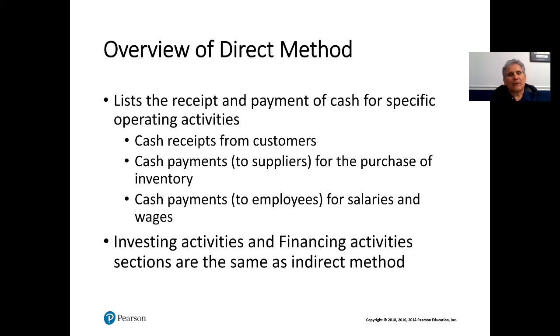Let's overview the direct method. List the receipts and payments of cash for specific operating activities. More specifically, we're looking at cash receipts from customers, cash payments to suppliers for the purchase of inventory, and cash payments to employees for salaries and wages. As I said, investing activities and financing activity sections are the same as indirect method. So all we have to learn is how this impacts the statement of cash flows for the operating activities.